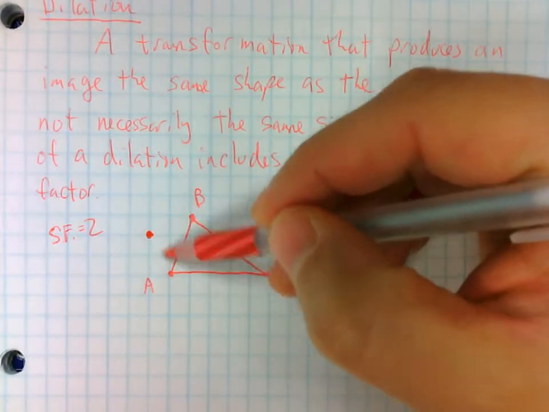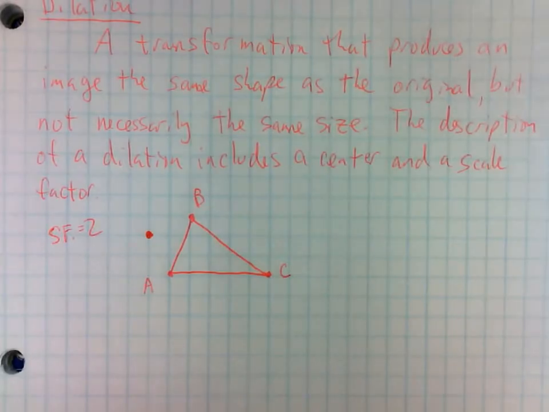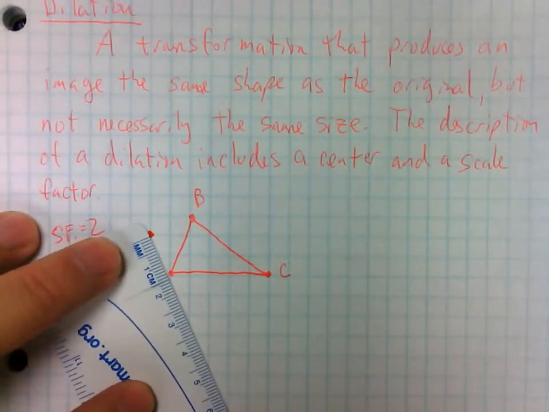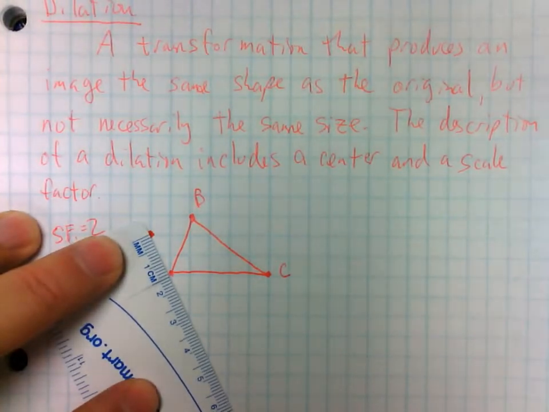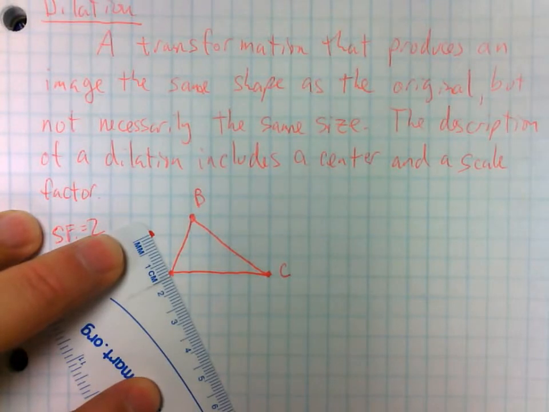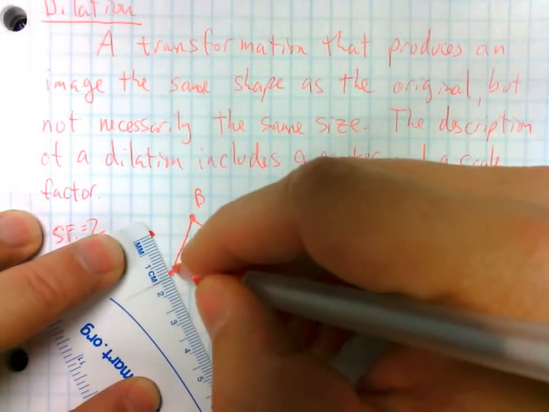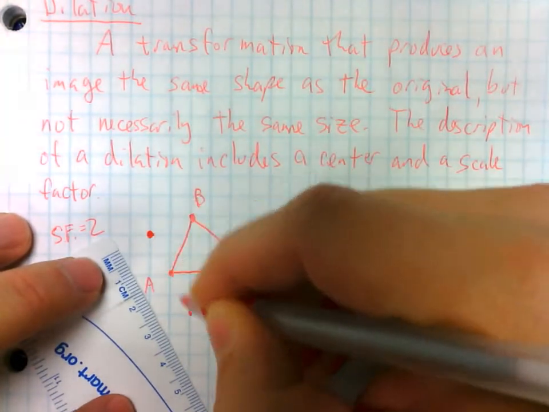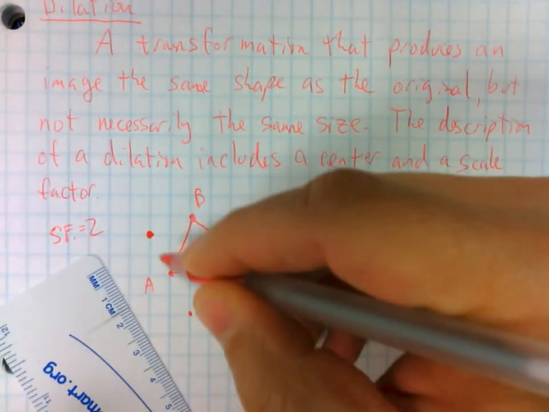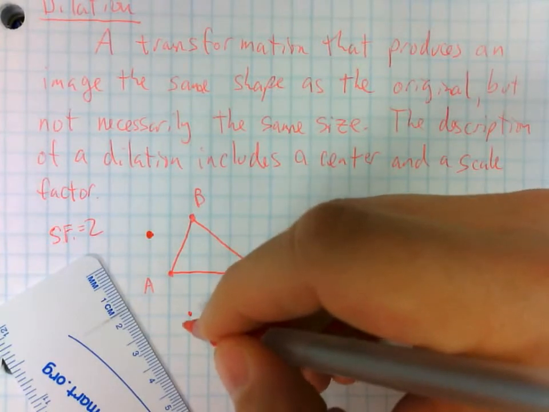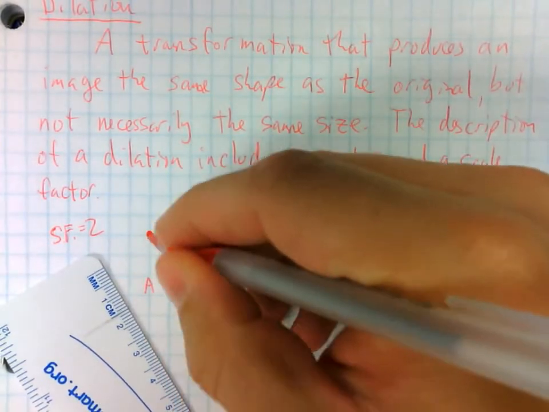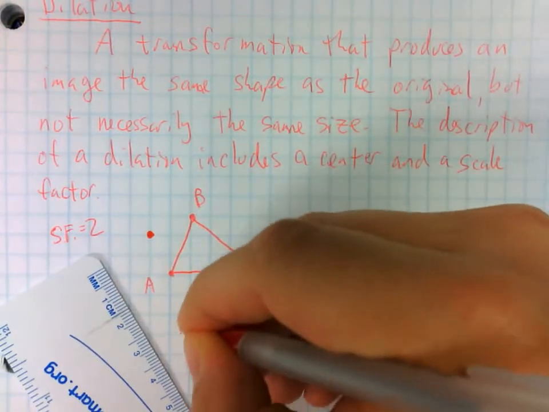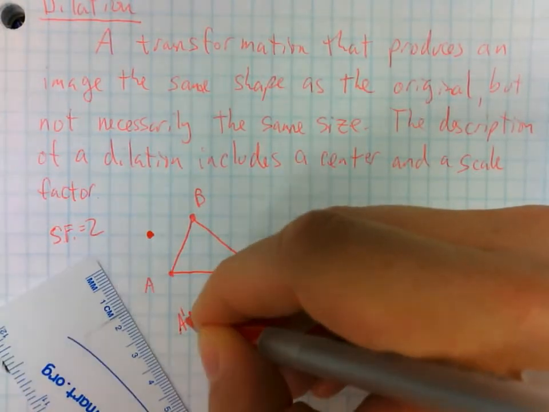Notice point A here, if I measure how far A is away from my center point, I get like 1.4 centimeters. So what that means is if I double 1.4, I'm going to get 2.8. So A is going to move twice as far away from my center point. Actually, every point is. So however far A was, now my new point is going to move to right there.